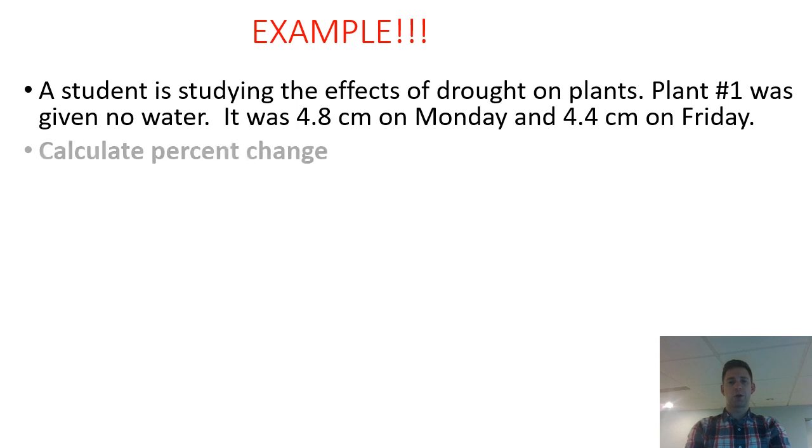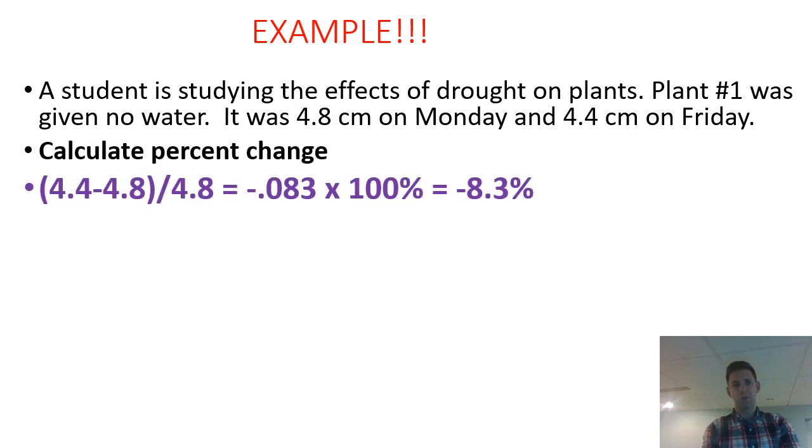Okay, so for the first one, we're going to find the final value, which is 4.4 centimeters, subtract the initial value, divide that by the initial value, and we get negative 0.083. We turn that into a percentage by multiplying by 100%, and we get a percent change of negative 8.3%.